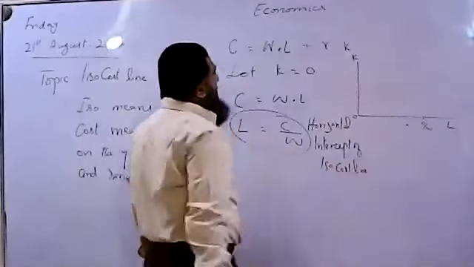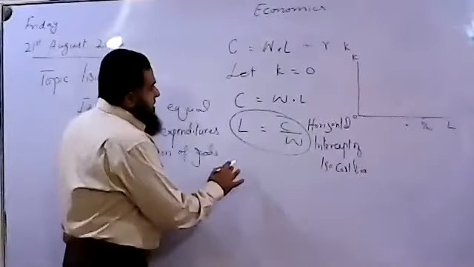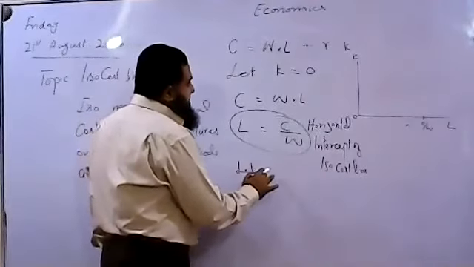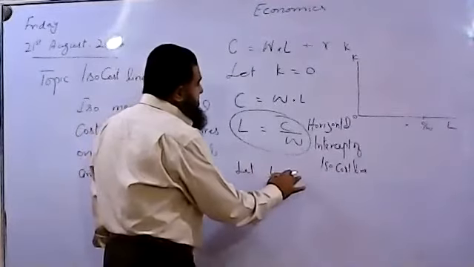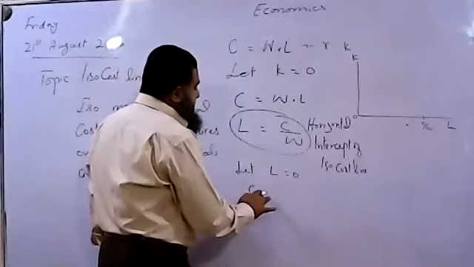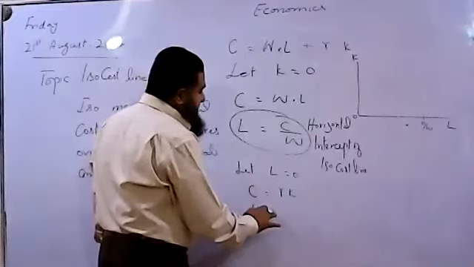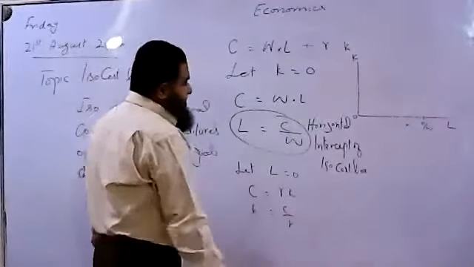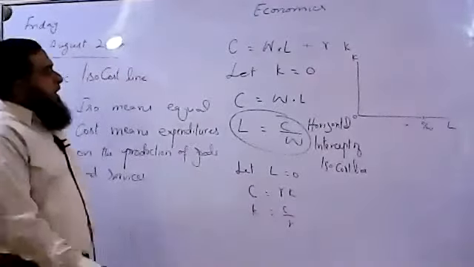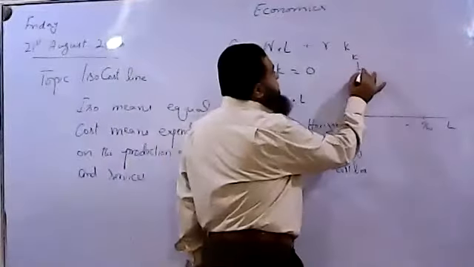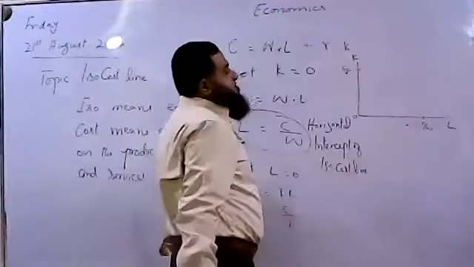Now, on the other extreme, if labor is 0, then all cost will be equal to R into K. So how much capital will be employed? That is C over R. This is called, when labor is 0, this point will be C over R.